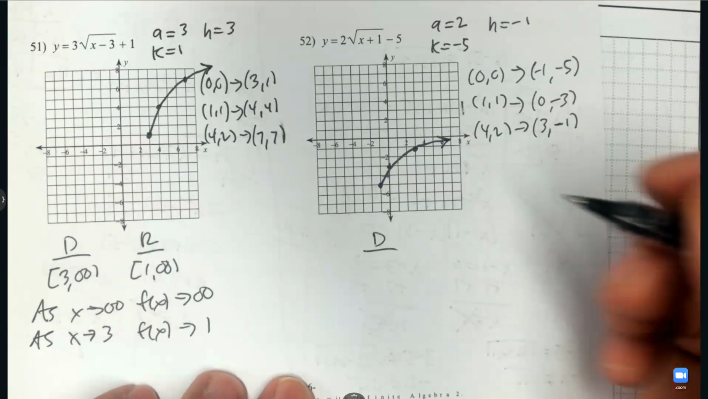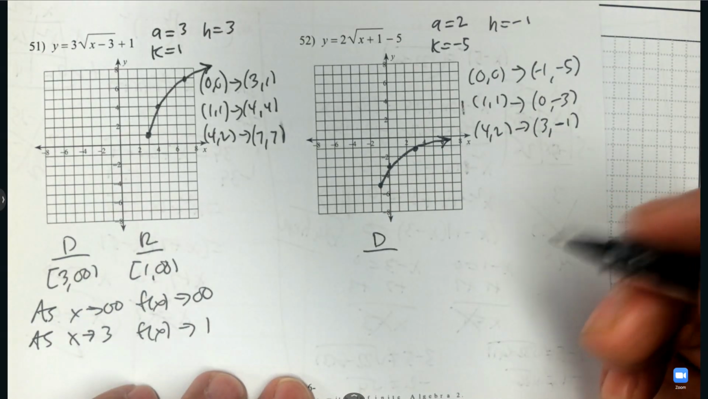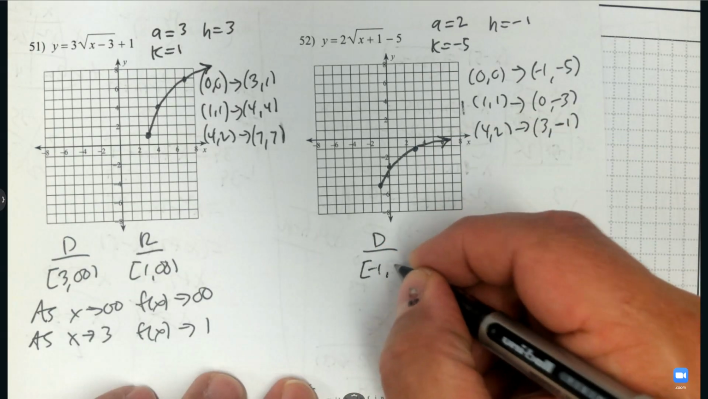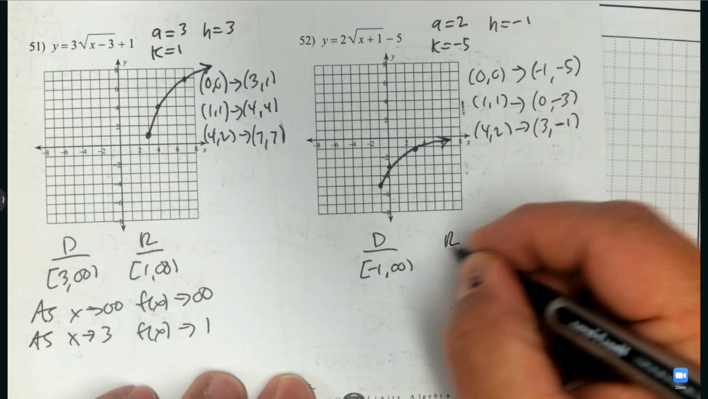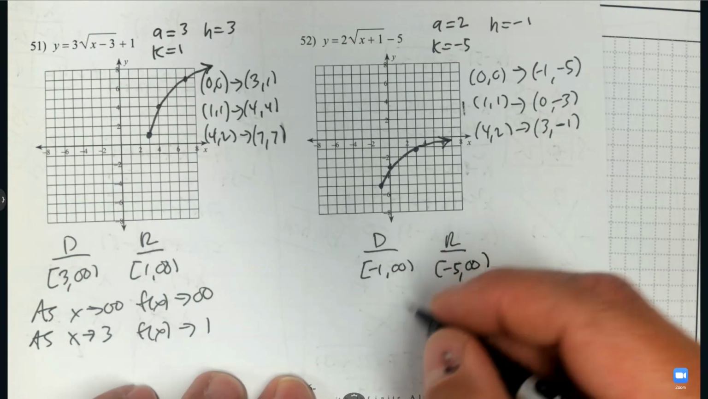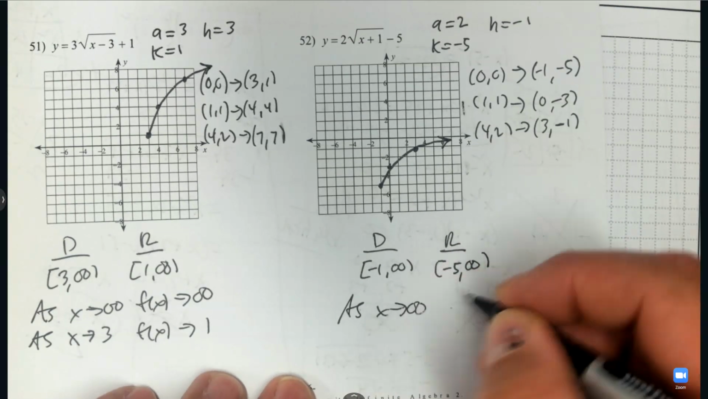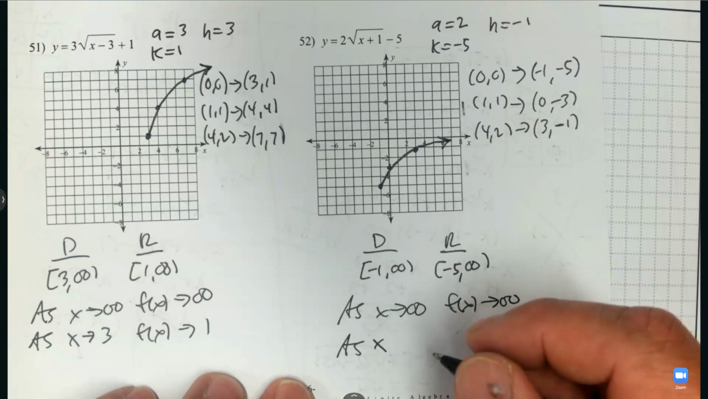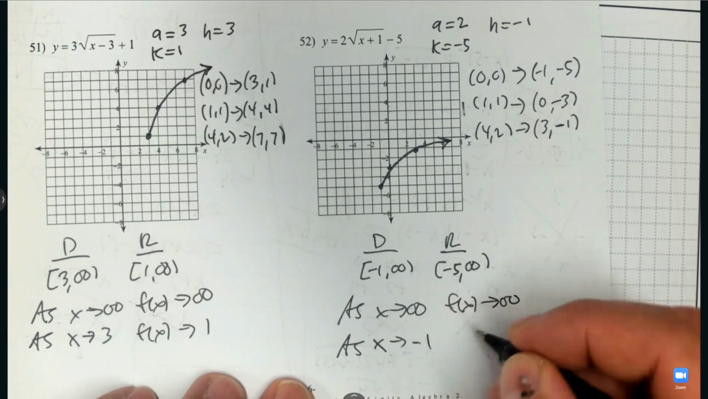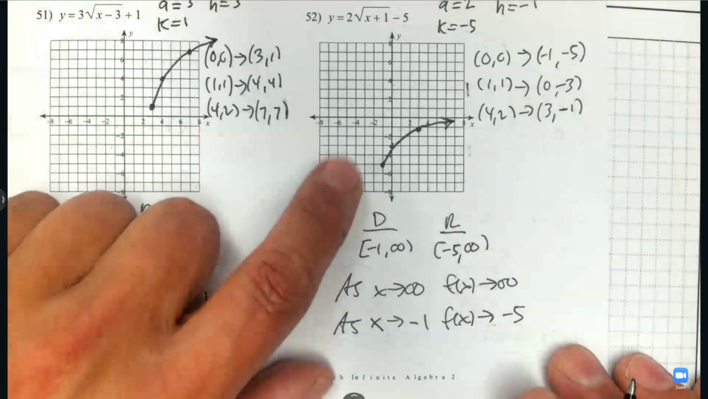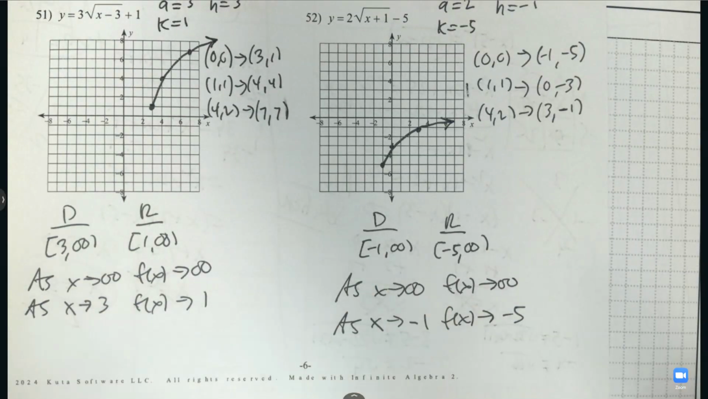The domain is the first x value, that's -1 to infinity. The range is the first y value, that's -5. And then the end behavior. So the right end goes up, and the left is h, k. So it goes to the point (-1, -5). All right, that's the square root.